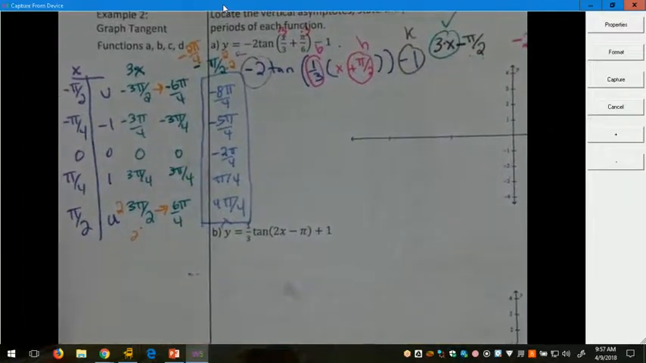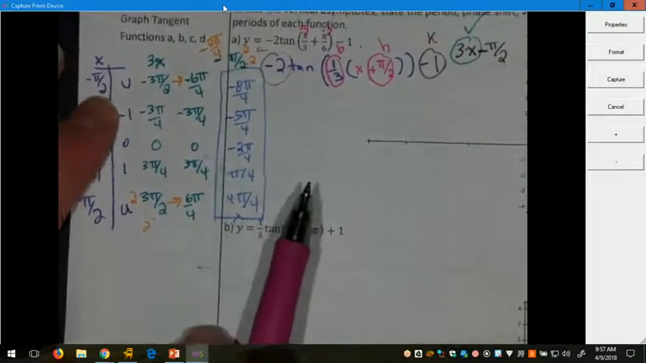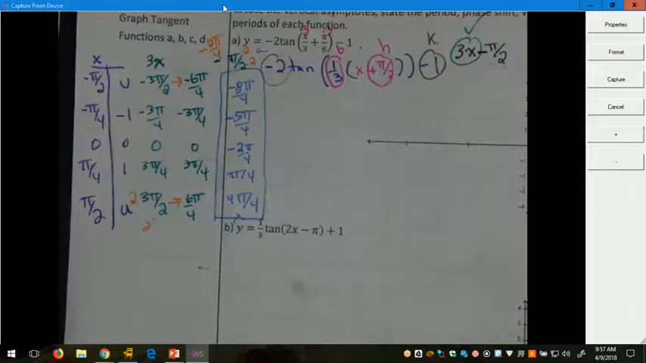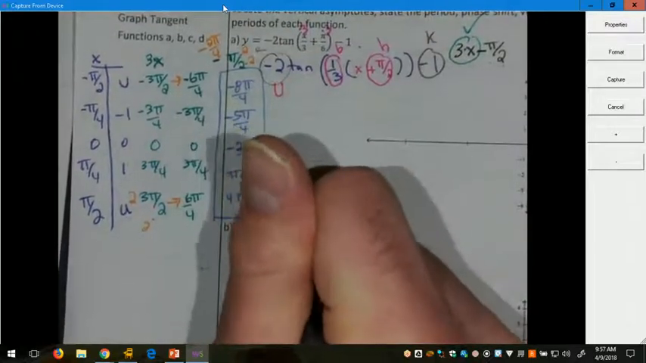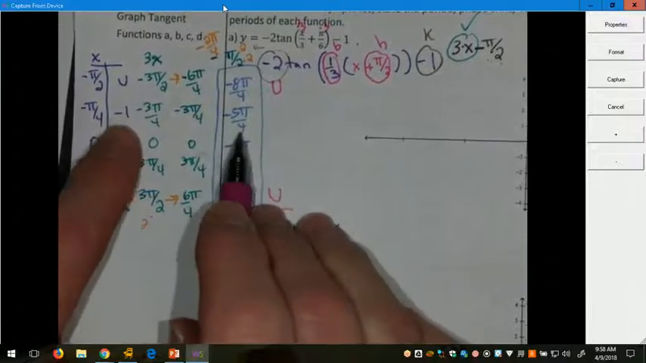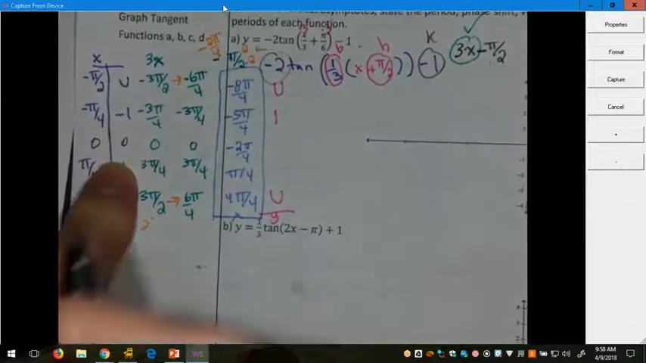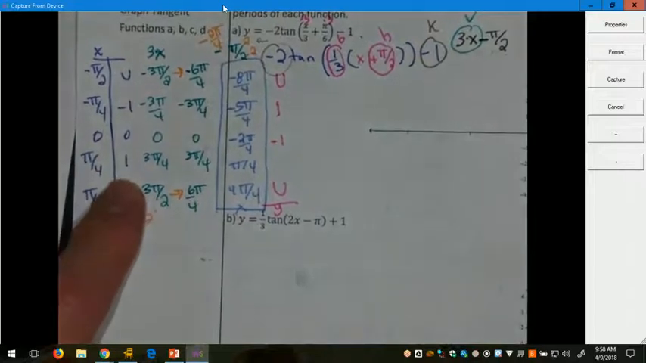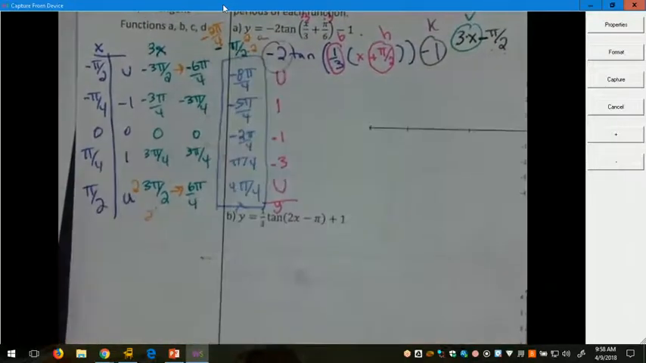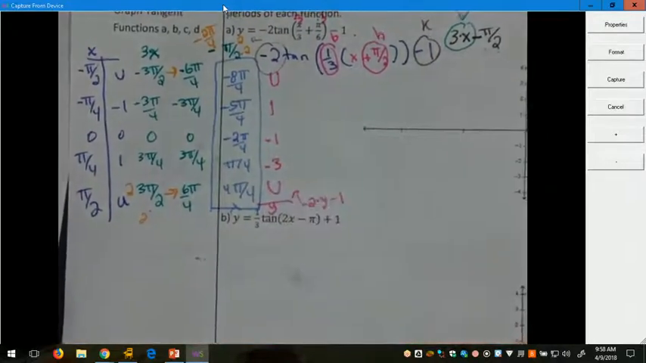Now I have to find my y coordinate though. And to find my y coordinate, we said negative 2 times y minus 1. Well, if you multiply undefined by negative 2, what do you get? Undefined still. Subtract 1 from it, still undefined. So this is undefined, this is undefined. Negative 1 times negative 2 is 2, minus 1 is 1. 0 times negative 2 is 0, minus 1 is negative 1. And 1 times negative 2 is negative 2, minus 1 is negative 3. So to get those numbers, I did the negative 2 times y minus 1.